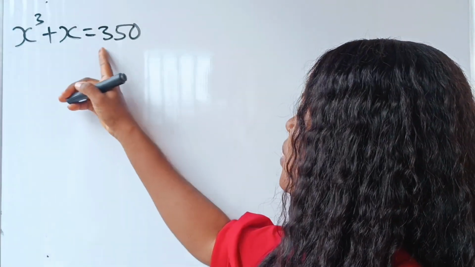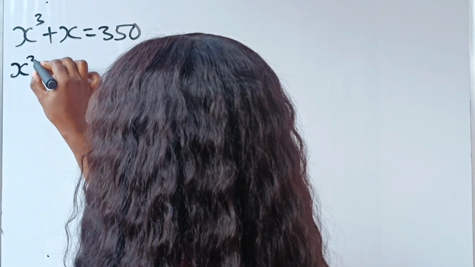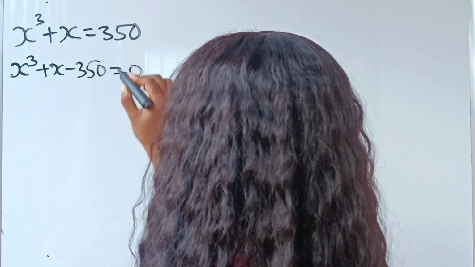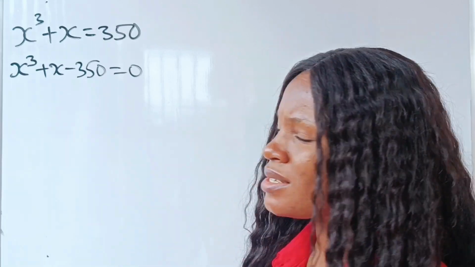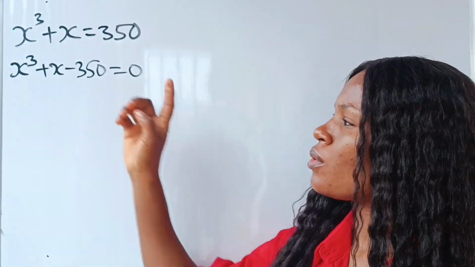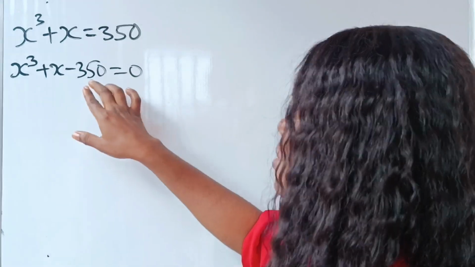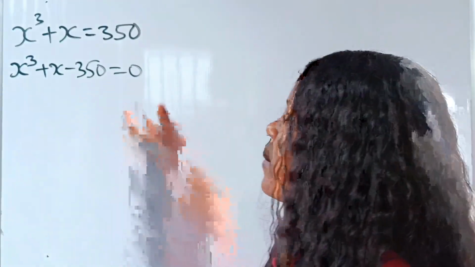First, we need to bring this to the other side of the equation. So we are going to have x to the power of 3 plus x minus 350 is equal to 0. Now, we need a number to the power of 3 that is going to complement this 350. Yes, this is what I mean.